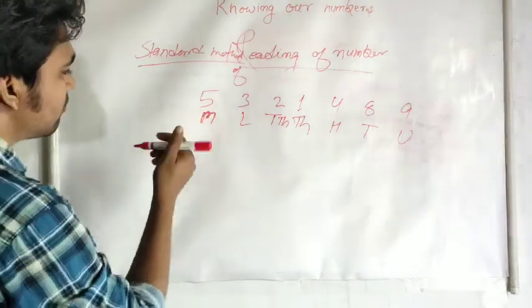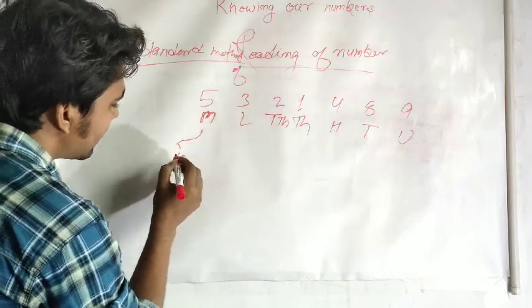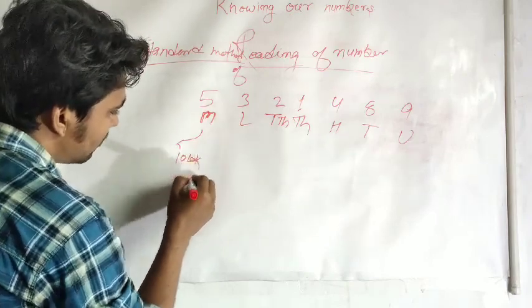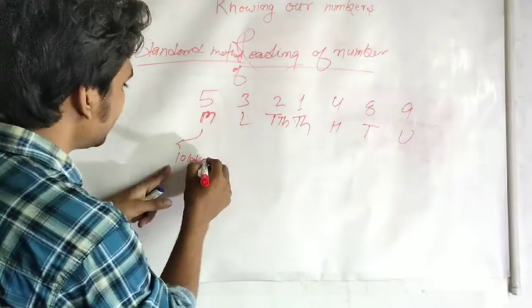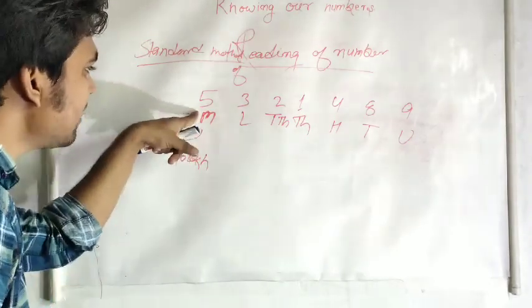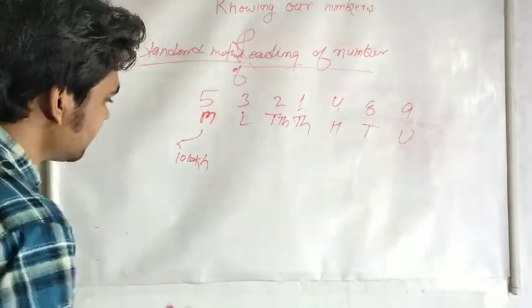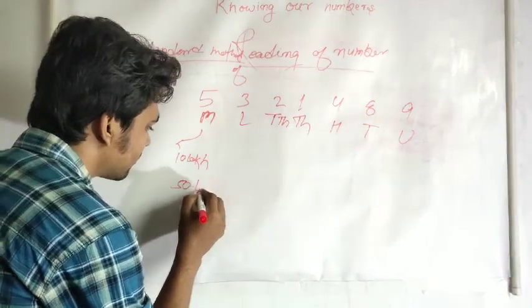So for million, what do we use? We use 10 lakh. 1 million is equal to 10 lakh. So here 5 million means 50 lakh.